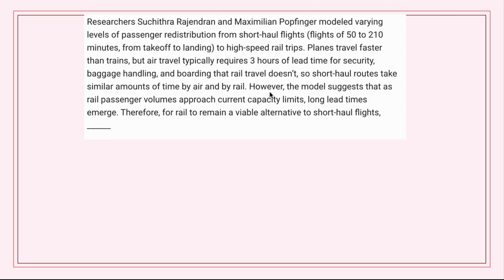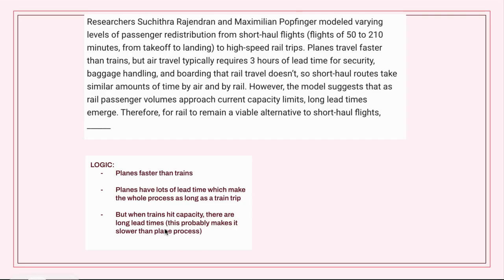However, the model suggests that as rail passenger volumes approach current capacity limits, long lead times emerge. Therefore, for rail to remain a viable alternative to short haul flights, blank. Okay, so basically they're saying that when the train starts filling up and the volumes are approaching the maximum amount of people you can take on one train, that long lead time for the plane becomes pretty long for the train as well. So I'm guessing that at that point, the whole train process probably becomes slower or longer than the whole plane process when you start approaching current capacity limits. And then people aren't really going to want to take the plane.